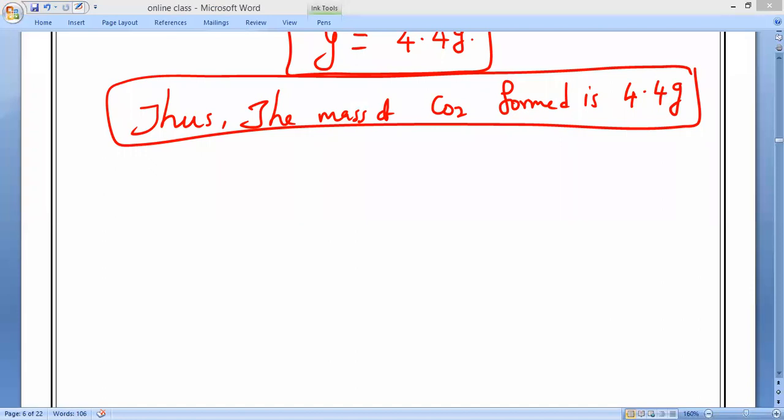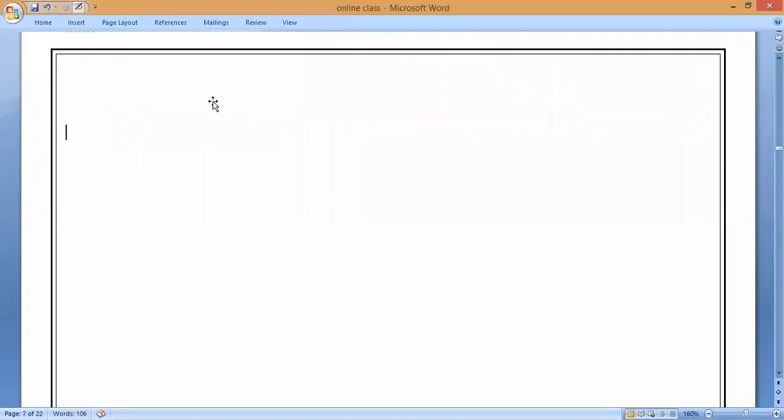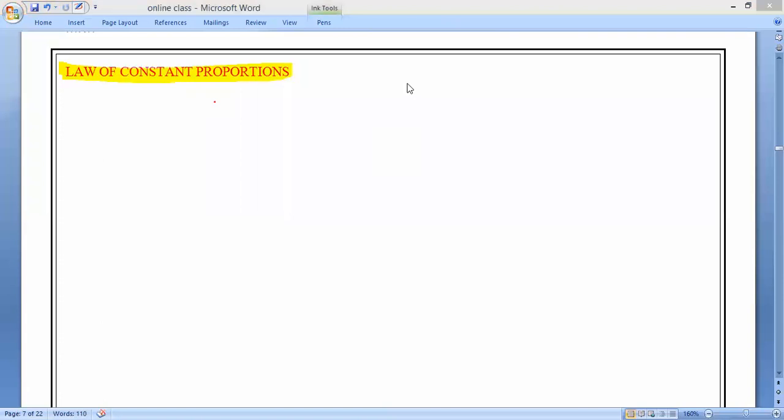Law of constant proportions. The second law of chemical combination, that is what we call the law of constant proportion. Everybody write it. This is the second law of chemical combination, one of the most important and a little difficult to understand. Many cannot understand it at the beginning, but when they keep on practicing, they will surely understand.